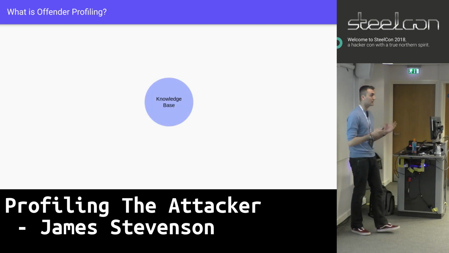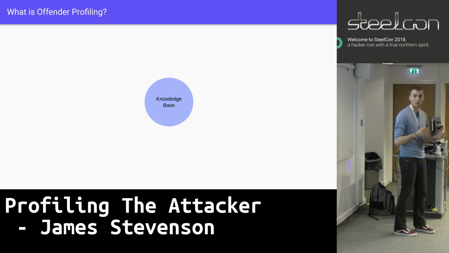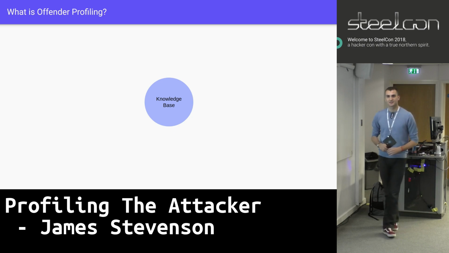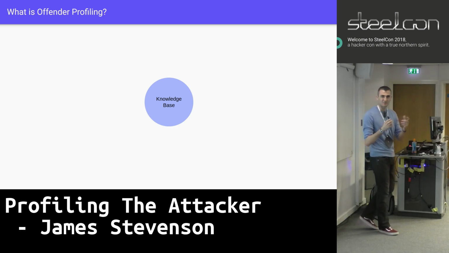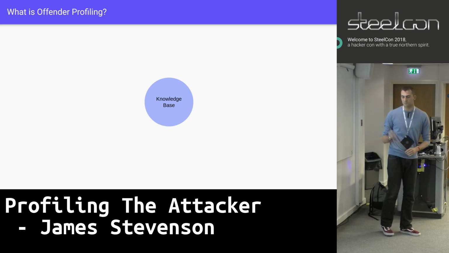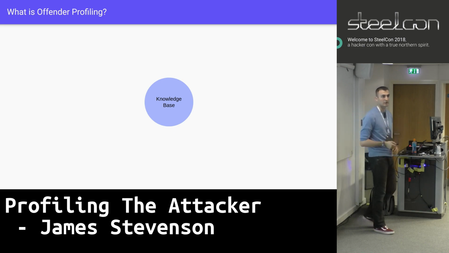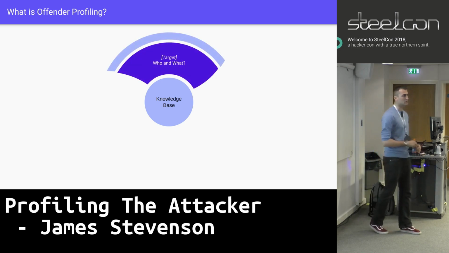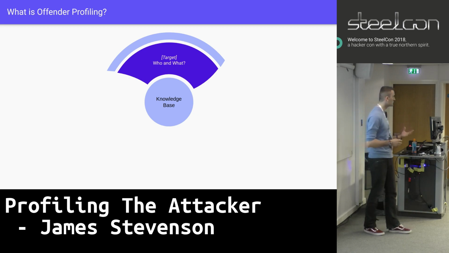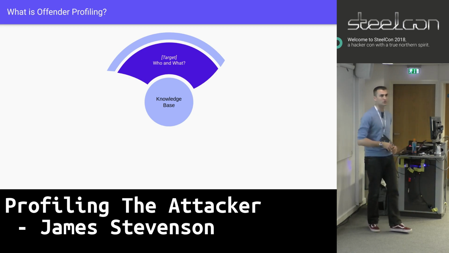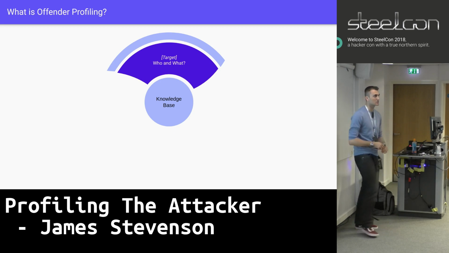So coming back to offender profiling, right? What is offender profiling? I keep talking about it, but what actually is it? As I said, offender profiling is all about that knowledge base, right? But knowledge base, what does that actually mean? So for offender profiling, we can break that knowledge base down into three main areas. Information on the target, so the who and the what. Who is our target? Are they an individual, a group? Are they a government organization? And what was targeted? So what specific asset was targeted?